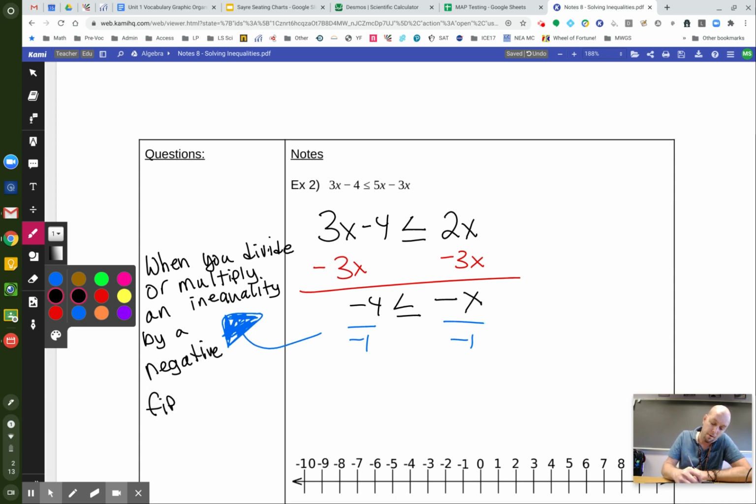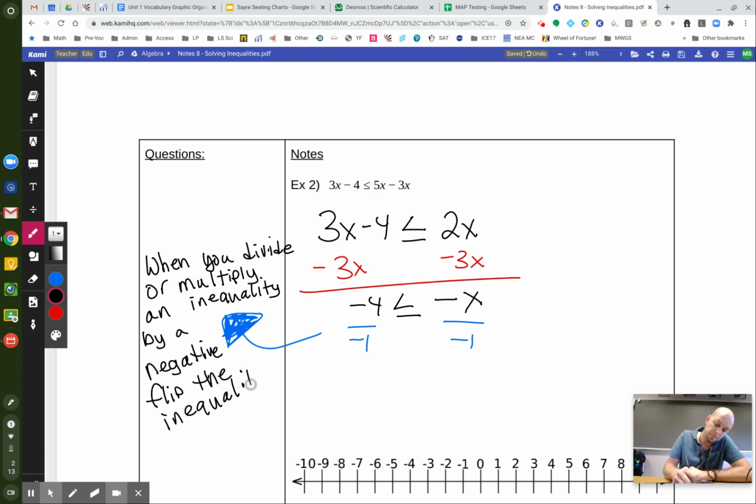Flip the inequality sign. So what I mean by flip is if it's pointing to the left, it turns to the right, and vice versa. So this is going to become positive 4 greater than or equal to x.